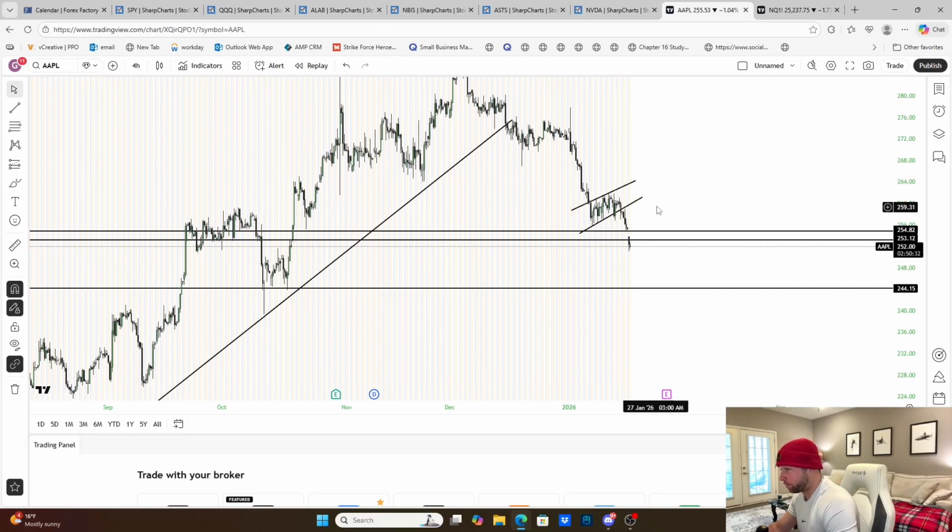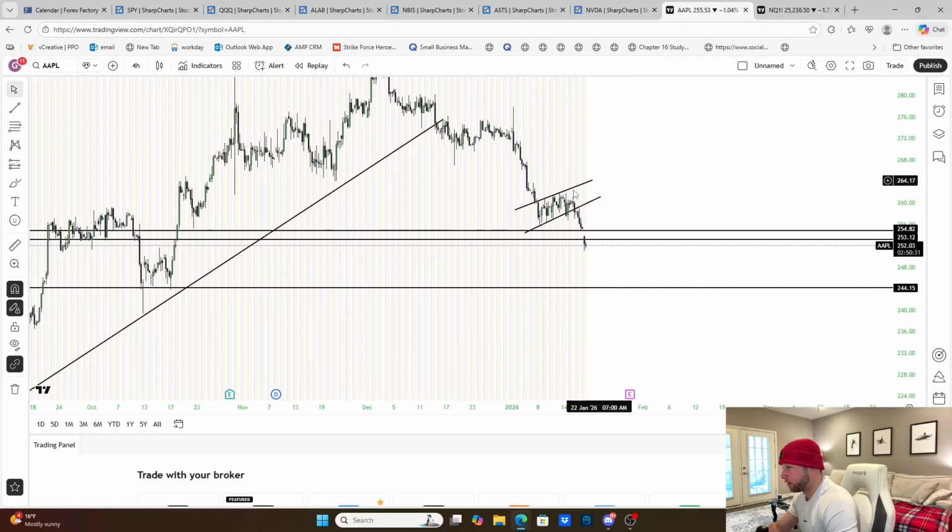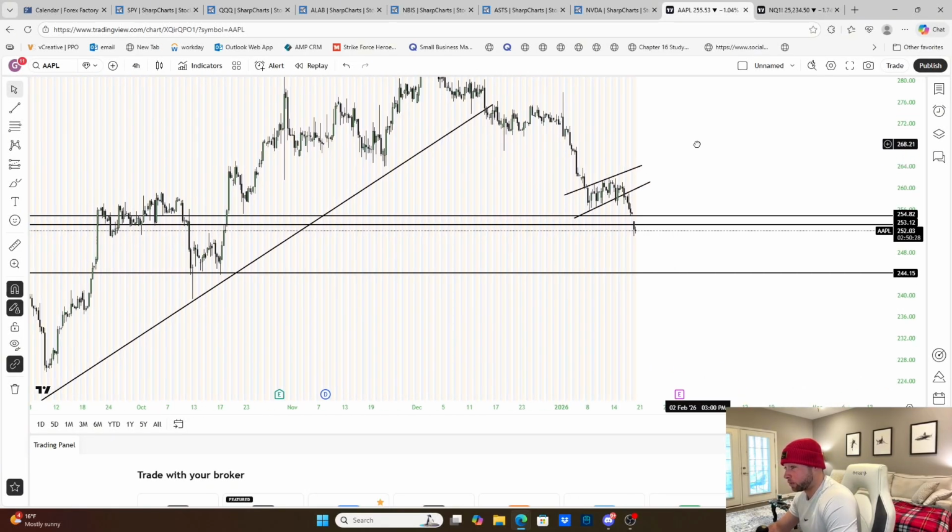But also Apple, I see Apple breaking down here out of this flag formation. And I've got some downside targets on it. If the market can't really get anything going and starts to look bearish, I will look for a bearish continuation here on AAPL for a day trade.